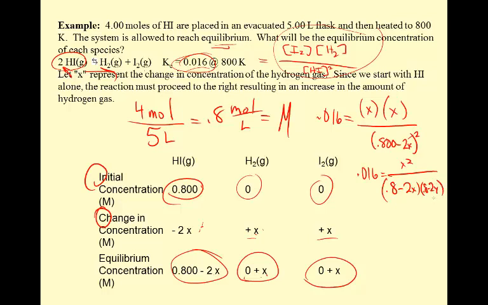Wait a second, Mrs. Harbin. Will this be a quadratic formula? You betcha. Woohoo, finally we get to use the quadratic formula for a reason. So basically we've got to move this over to this side, but I'm going to put it back as squared. So we have 0.016 times 0.8 minus 2x squared.